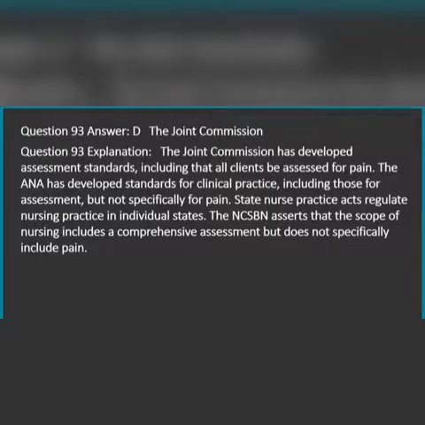The ANA has developed standards for clinical practice, including those for assessment, but not specifically for pain. State Nurse Practice Acts regulate nursing practice in individual states. The NCSBN asserts that the scope of nursing includes a comprehensive assessment but does not specifically include pain.